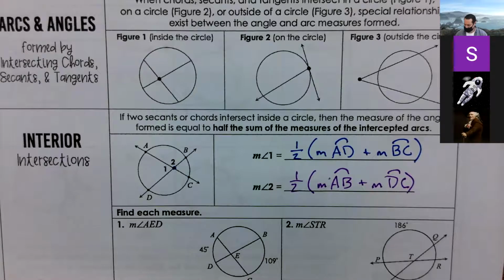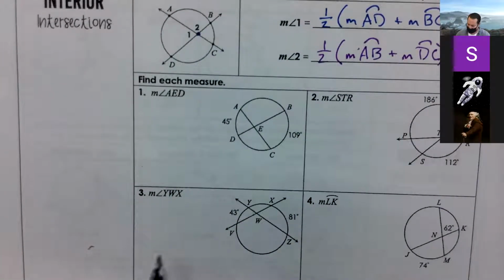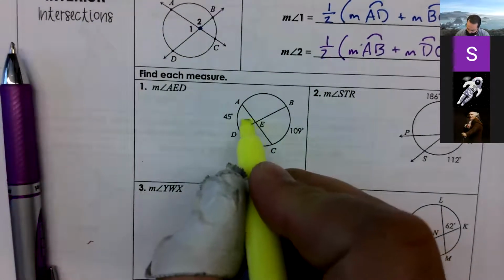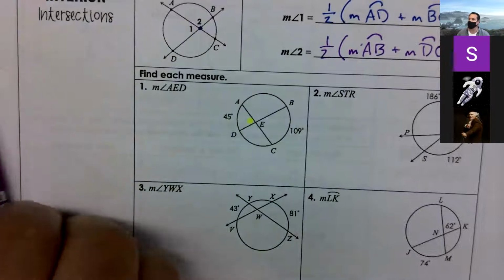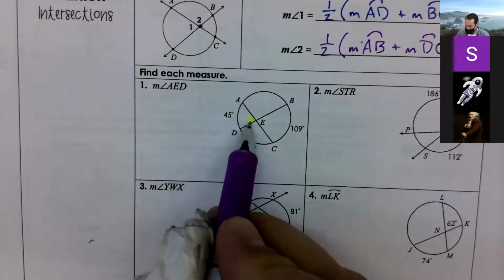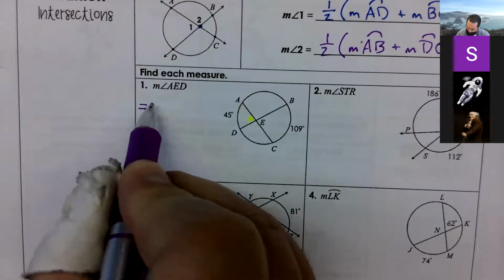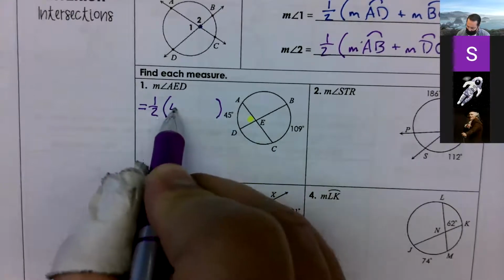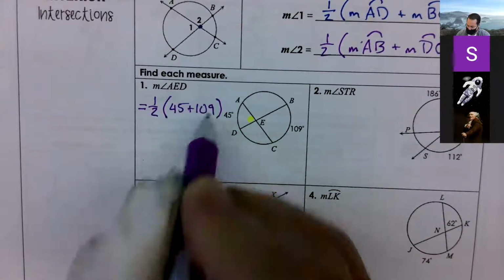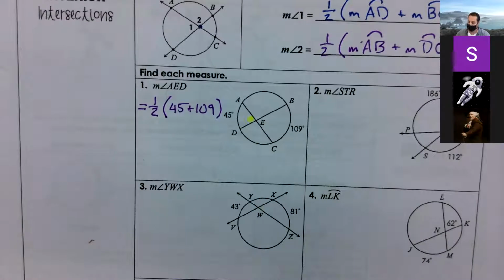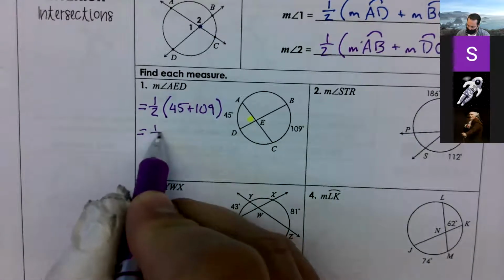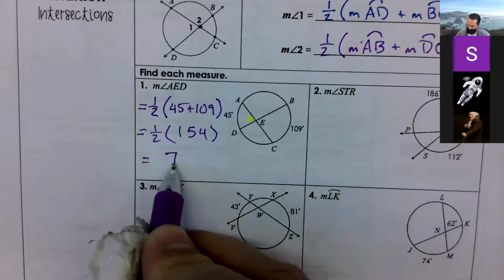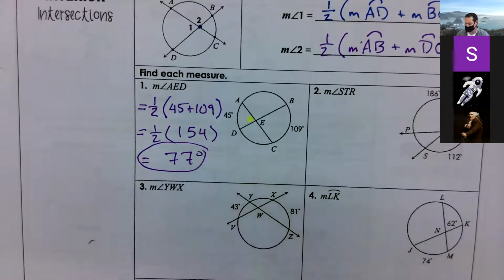Okay. Let's do a couple of examples. Number 1 is super straightforward. It asks for AED. You can see that little yellow angle there, and it is facing both of these arcs. So my formula is just going to be straightforward. I'm going to take the sum of these two arcs and multiply it by 1/2. So the sum of the arcs is 154, times 1/2 is 77 degrees.